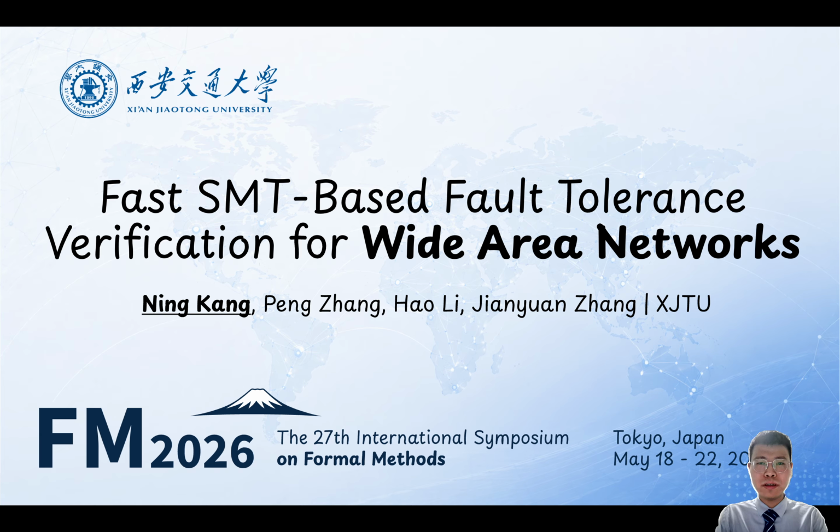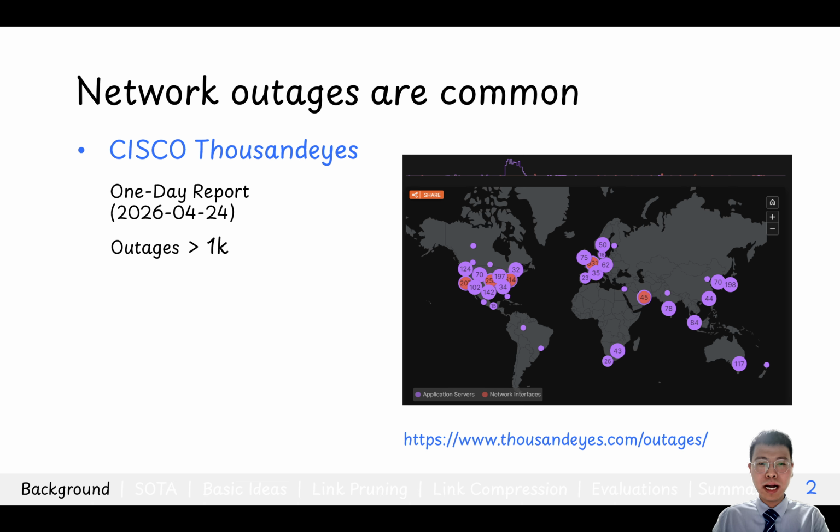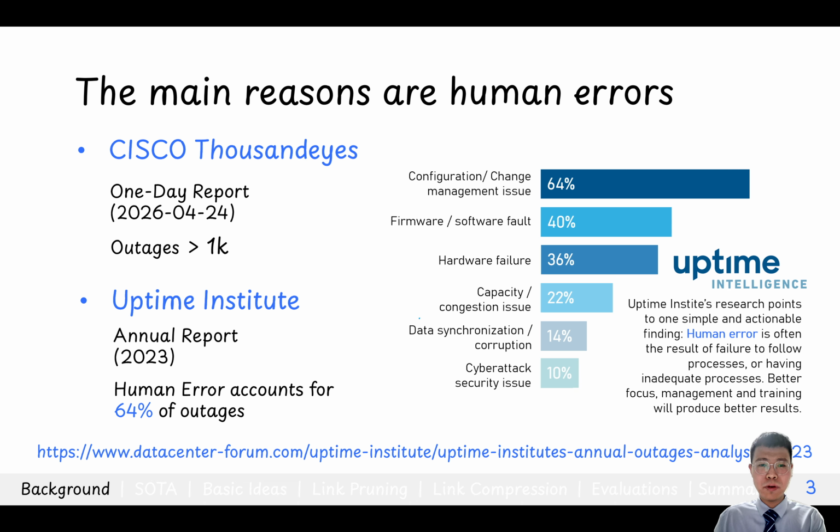Today, I'm going to talk about SMT-based fault-tolerant verification for wide area networks. Network outages are actually very common. According to Cisco standards, there are more than 1,000 network outages on a single day. These outages can cause significant economic losses. The primary reason behind these outages is human error.